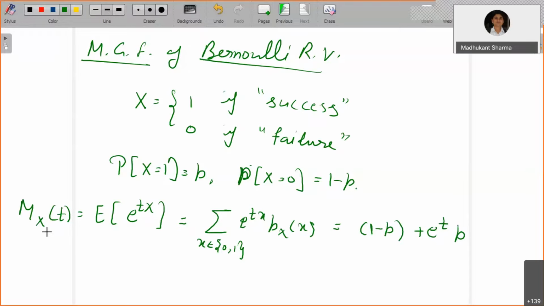Now see, the sum of independent Bernoulli random variables will give you the binomial distribution. That's why in the binomial distribution you are getting the power of this as n.